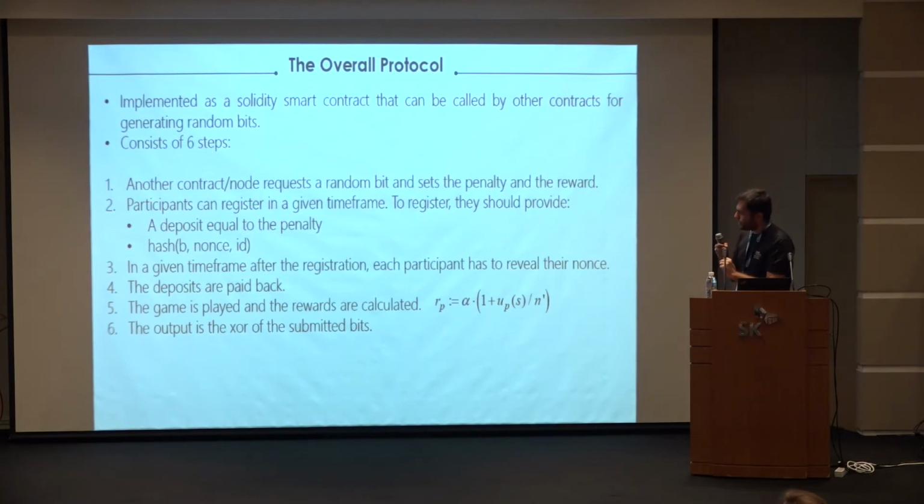They have to commit to the bit that they want to submit. And then they have to reveal it. And then the deposits are paid back to people who revealed the correct nonce and are confiscated from others. And then the contract plays this game and gives them rewards that are proportional to their score in the game. So everyone is incentivized to give us truly uniformly random numbers. And finally, the output is again the XOR of all the submitted bits.